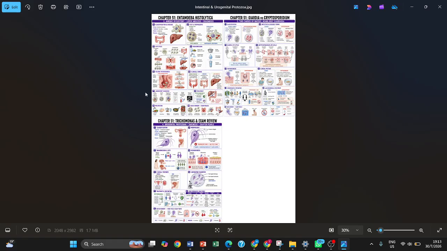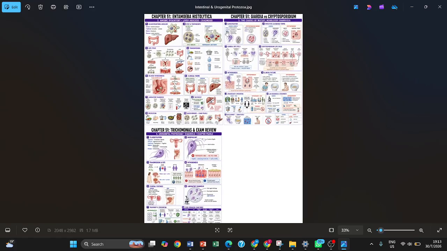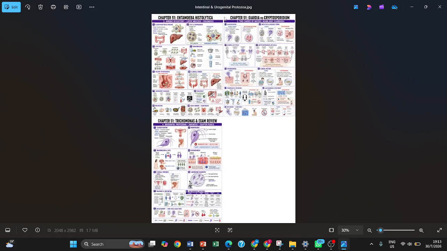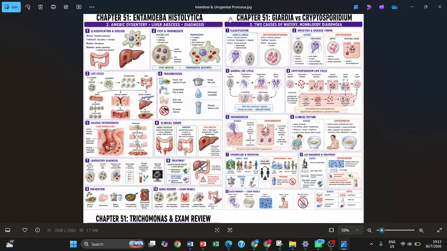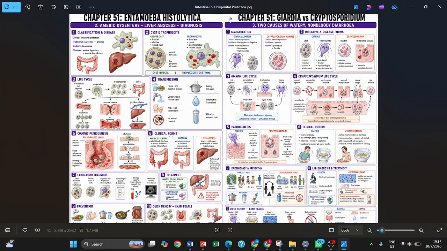So if you get a question asking you in regards to that, I don't think you have to be confused. Let's talk about the first three: Entamoeba histolytica, Giardia, and Cryptosporidium. All those three organisms are characterized by diarrhea, right? Let me just zoom in a little bit so that we can see. All right, so they are all characterized by diarrhea.